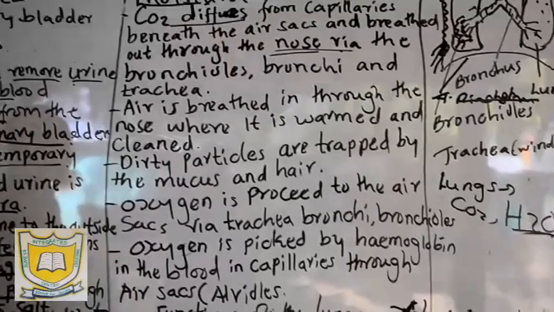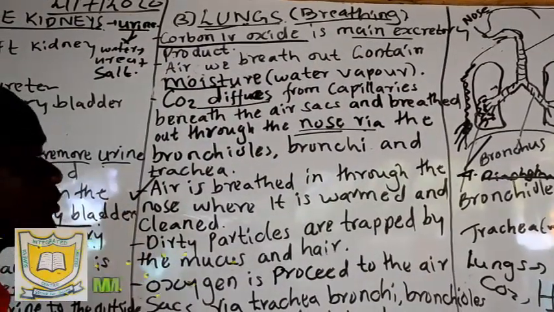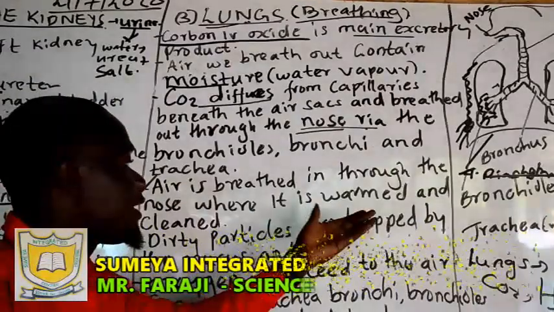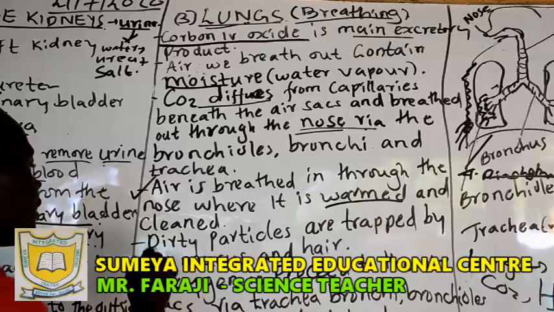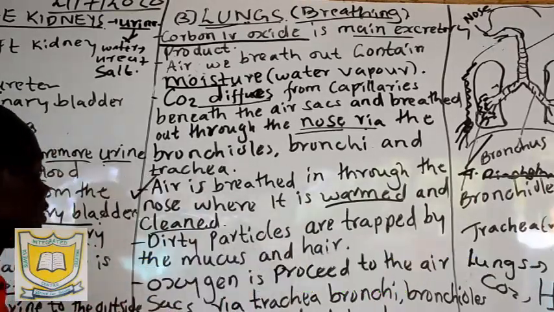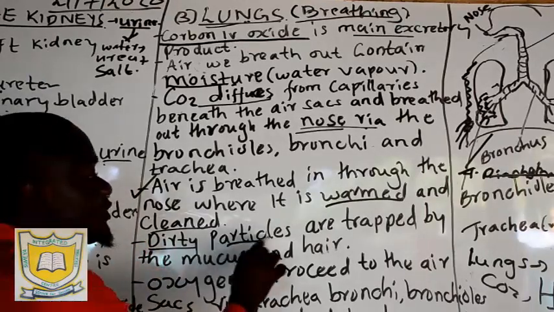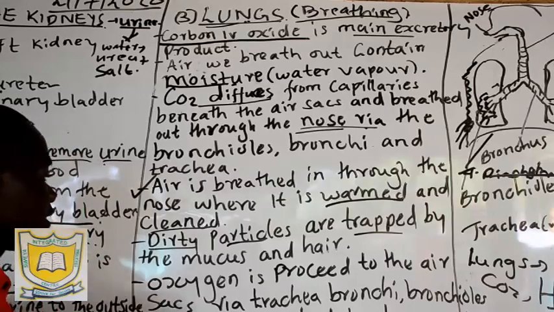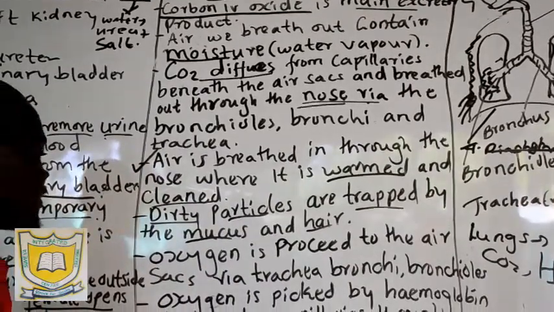Now, we move to the part where we talk about the air breathed in through the nose, where it is now warmed. I've already discussed it. The air is warmed, and what helps in warming is the blood capillaries in the nose. I have also talked about the dust particles, which are trapped by the mucus and the hair. I have already illustrated that, and you also studied it in standard 5.